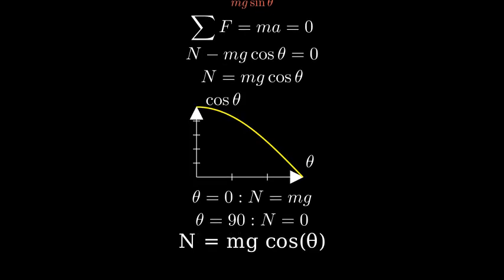And that's how we derive and understand the relationship between normal force and the angle of incline for a box at rest on an inclined plane.